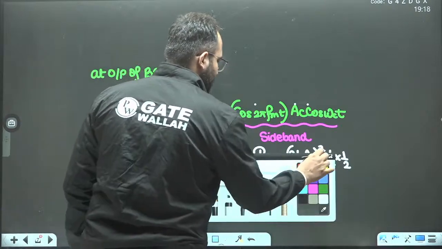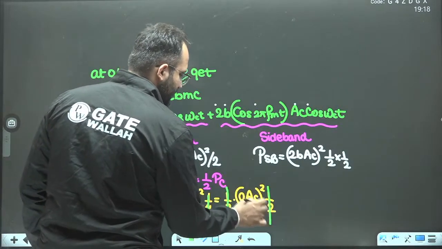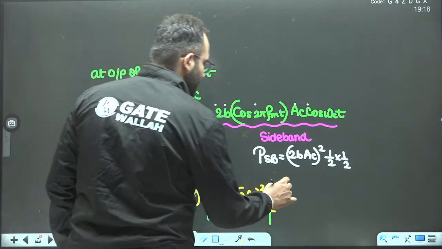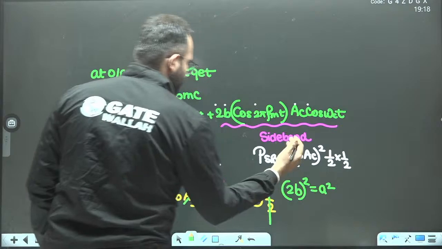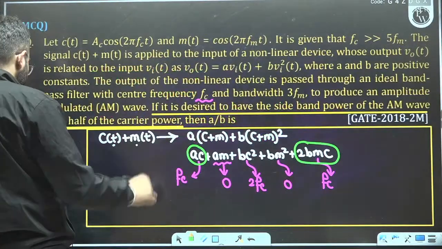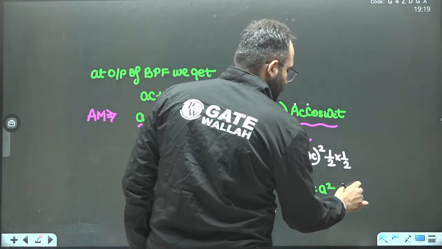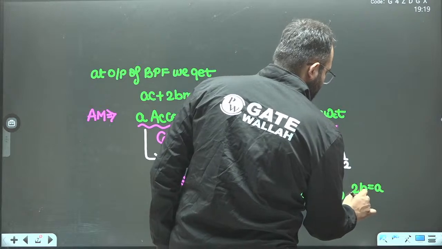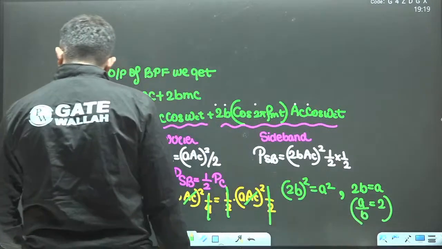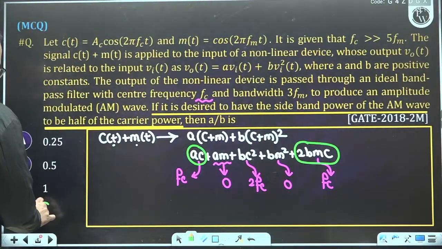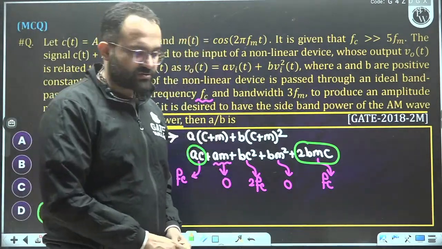So now we can see that these terms will cancel each other. Ac and Ac will cancel each other. 2B whole square is equal to A square. We can simply remove the square on both sides, and what we need is A upon B. So 2B is equal to A, and A upon B is equal to 2. So 2 is the correct answer. I hope all of you are able to do it. Are you able to do it, dosto?